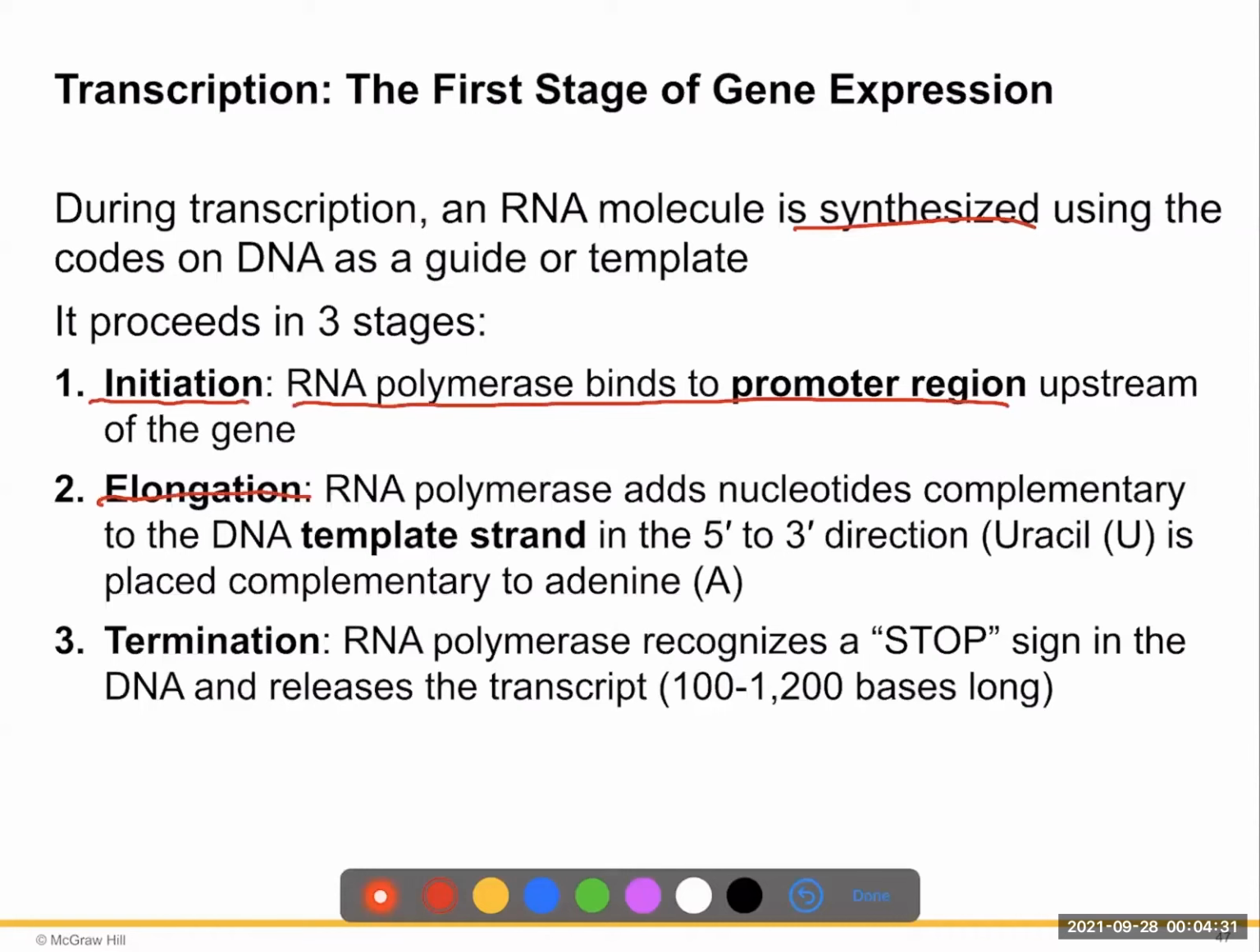Okay, and then you got termination, which has to stop it. Once it makes a messenger, it has to have a stop code that stops at a particular sign. And depending on how long it is, 100 to 1200 bases long, depending on what protein is being coded.